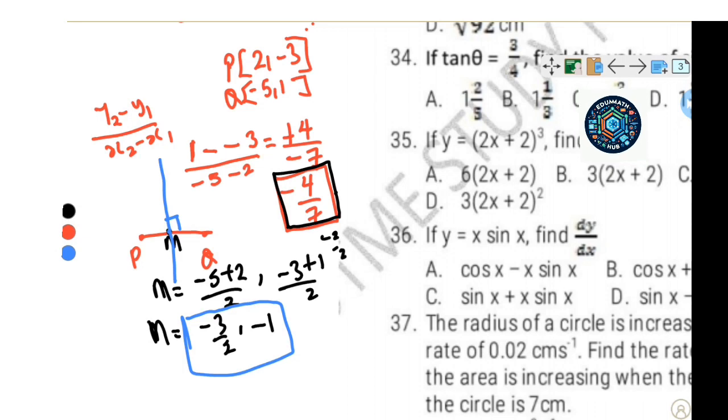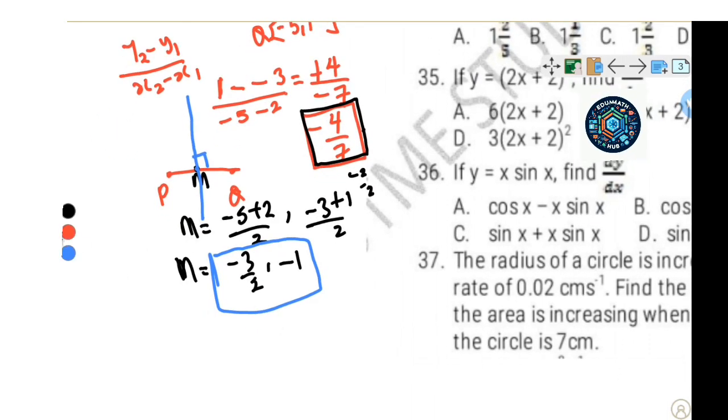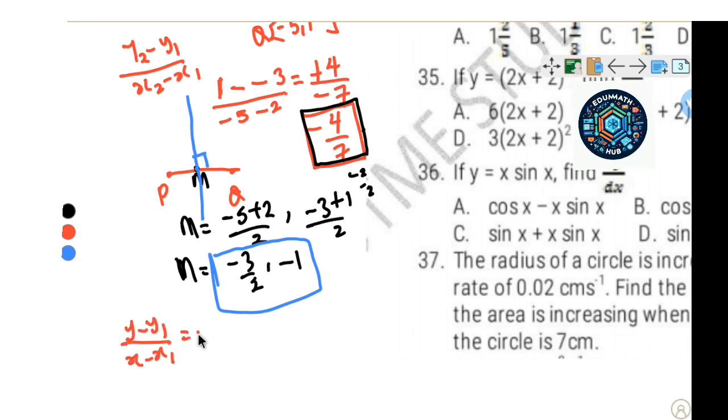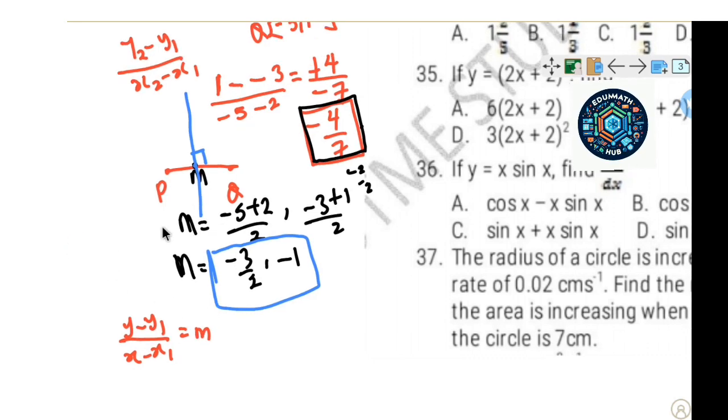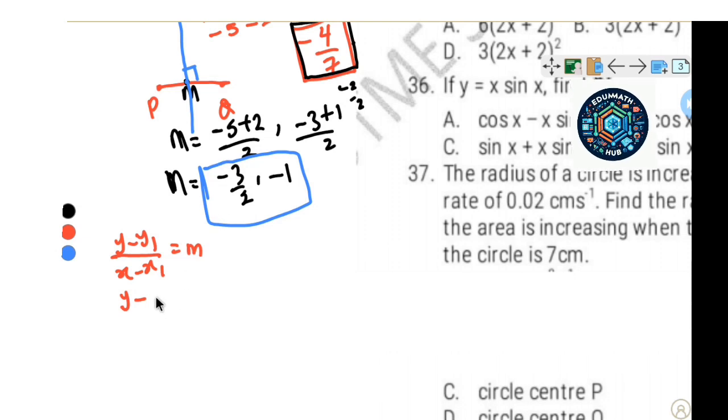Then you put it in the formula. The formula is y minus y1 over x minus x1 is equal to the gradient, which is m. So we're looking for the equation now. So the equation will be y minus y1. So you have y minus 3 over 2 divided by x.